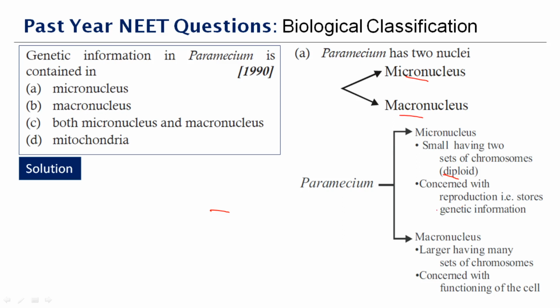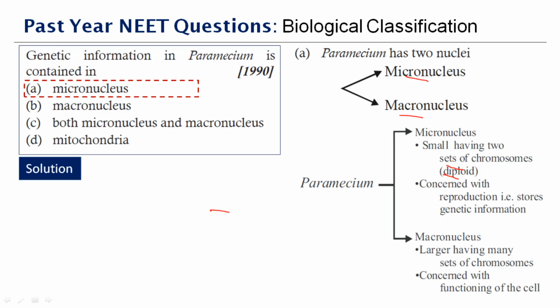And macronucleus, they are larger, they have many sets of chromosomes, and what is their function? It is in regard to the functioning of the cell. Therefore the correct answer for this question is micronucleus. Okay, so here it is clearly mentioned why it is micronucleus. It has two sets of chromosomes, it is concerned with the reproduction, and stores the genetic information.